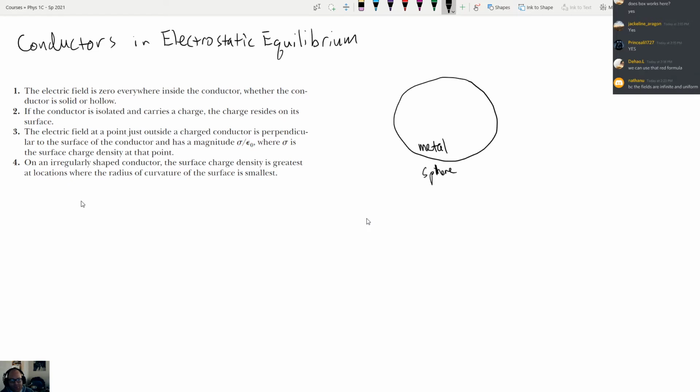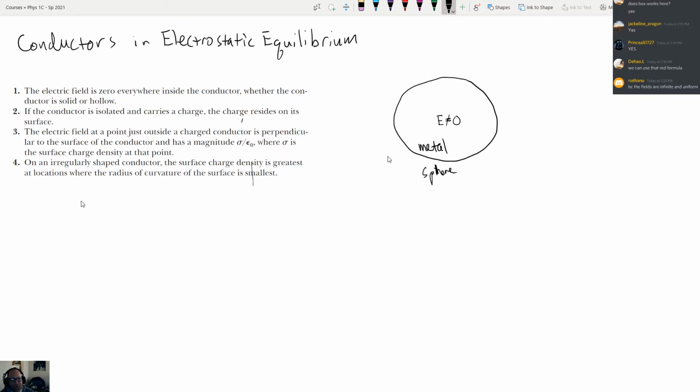And what this says is the electric field is 0 everywhere inside the conductor. So the idea is that inside of here, the electric field is 0. Why would that be the case? There are a few different ways to prove this, but one way is to suppose that it weren't the case. Suppose that we assume that the electric field inside of the conductor is not 0.